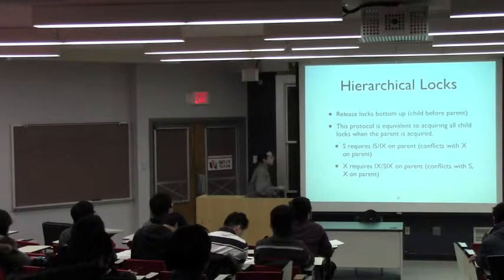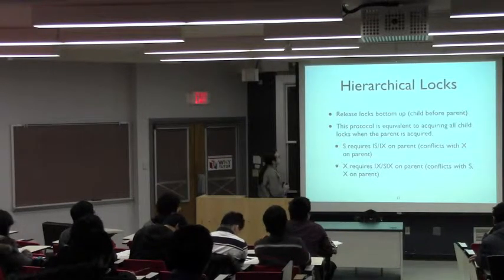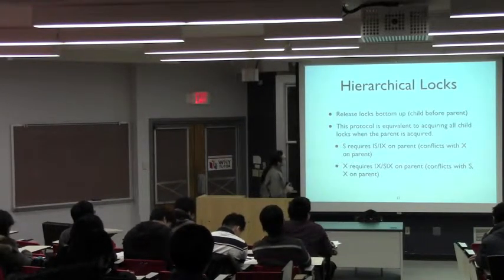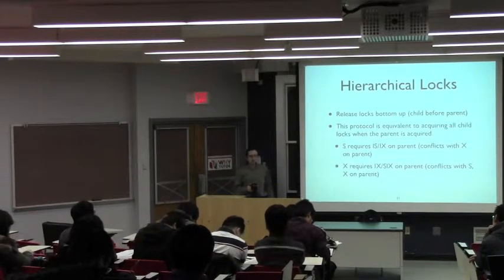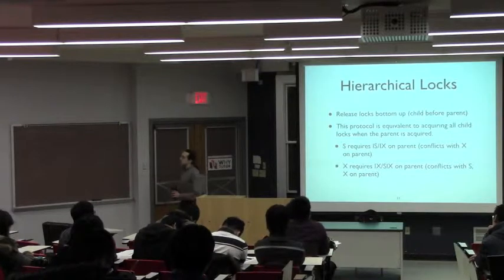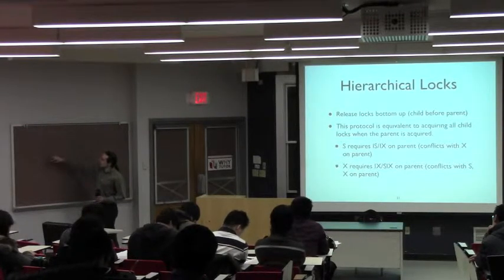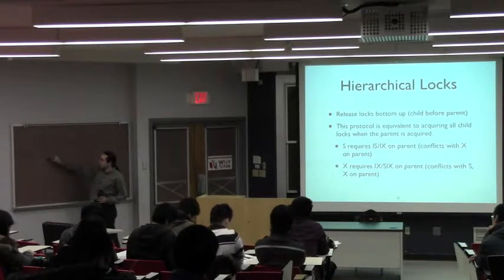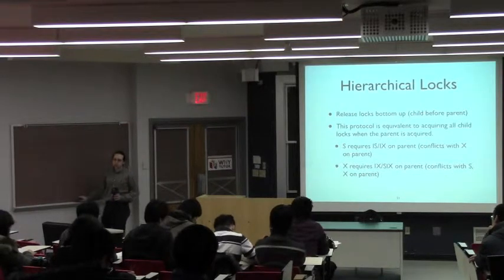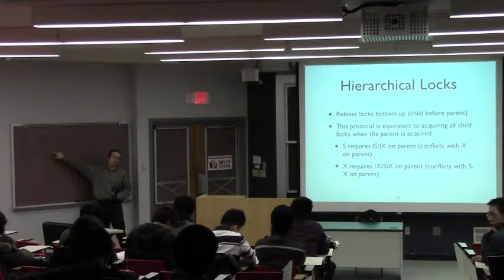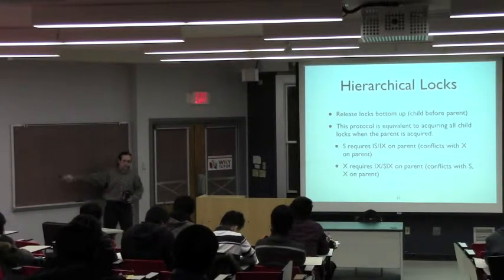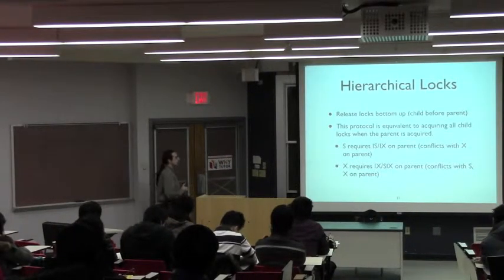Great. So that's how you acquire the locks. The locks, of course, have to be released bottom up. So you can't release an IX lock before you... The conditions have to hold consistently. If you have an X lock, you need to have an IX on the parent. So you need to release the locks from the lowest levels of the hierarchy first.